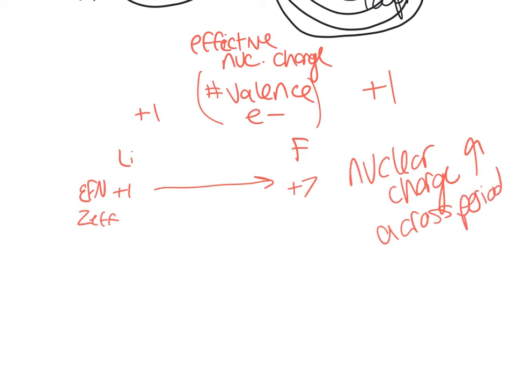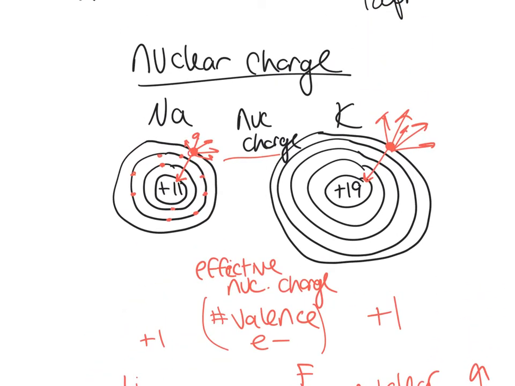But when you go down a group, which is what I did here, the sodium to potassium, your nuclear charge might be increasing, but you've got other factors going on. You have this extra shell of electrons. And that extra shell of electrons repels, it counteracts any additional force from those extra 8 electrons. So your effective nuclear charge is the same.